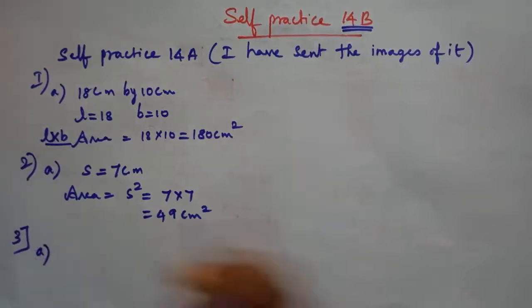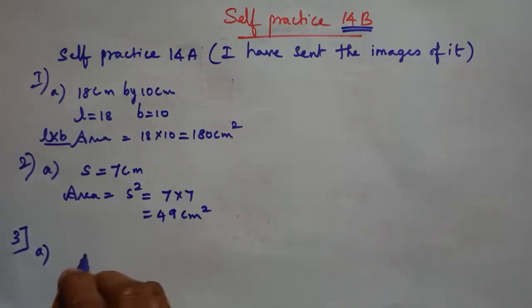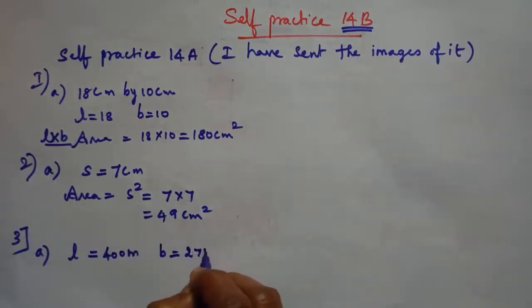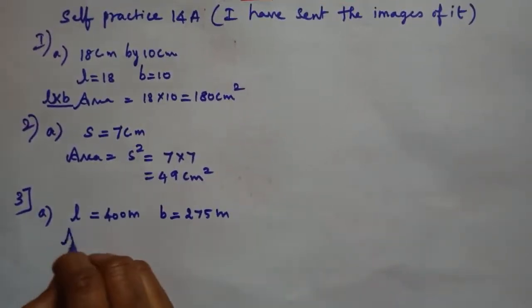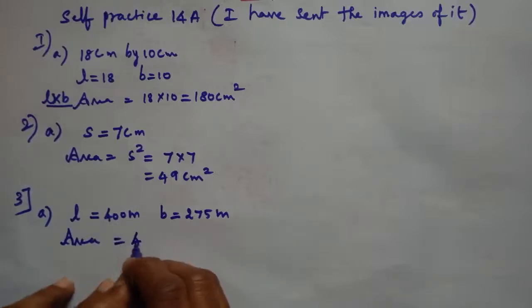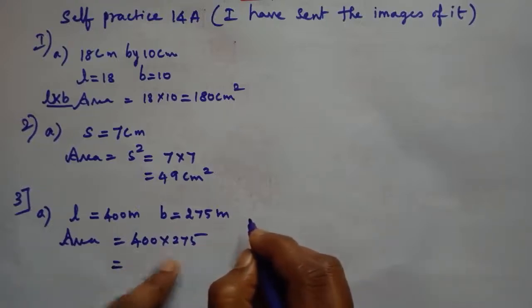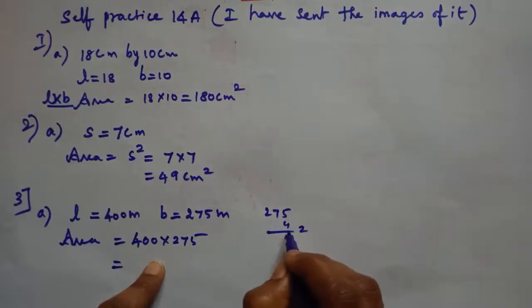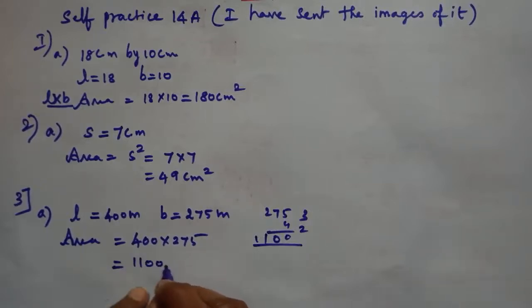First, A subdivision, a rectangular form measuring 400 meter by 275 meter. So here L is equal to 400 meter, B is equal to 275 meter. So area is equal to 400 into 275, because L into B. You just multiply it. 275 into 4, 275 into 4, 22, 11. Okay, so 1,10,000 with the extra zeros.